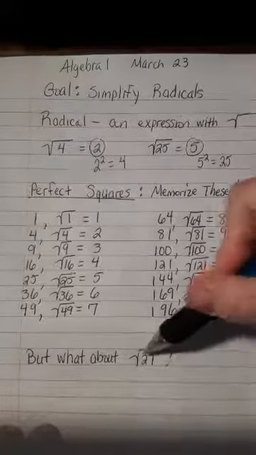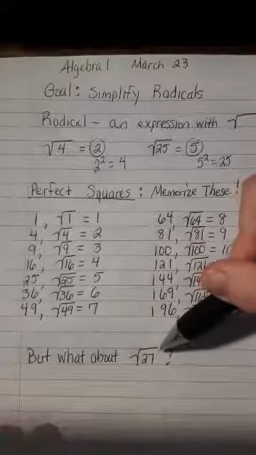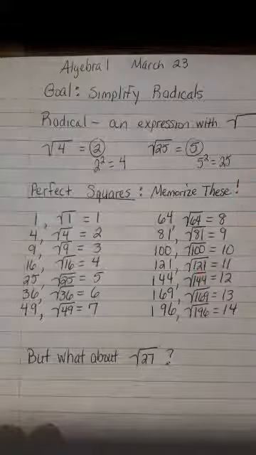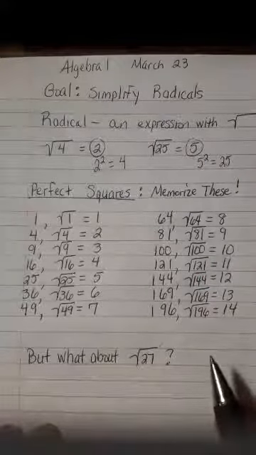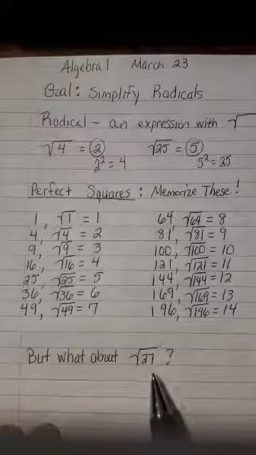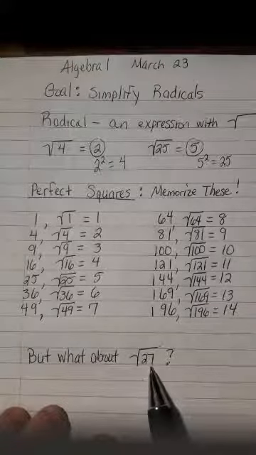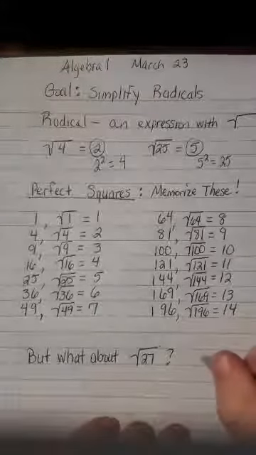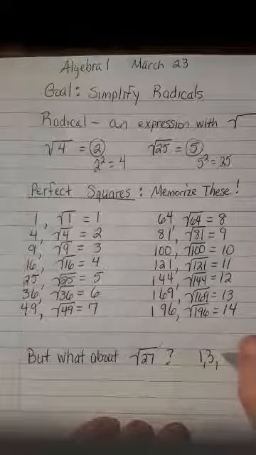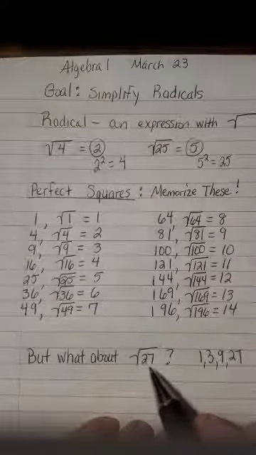What you do is you take 27 and you pull out any factors of 27 that are perfect squares. And I'm going to show you how that works with this one. So if you were told to write the square root of 27 in simplest radical form, think of the factors of 27. You've got 1, 3, 9, and 27. Those are all the factors of 27.